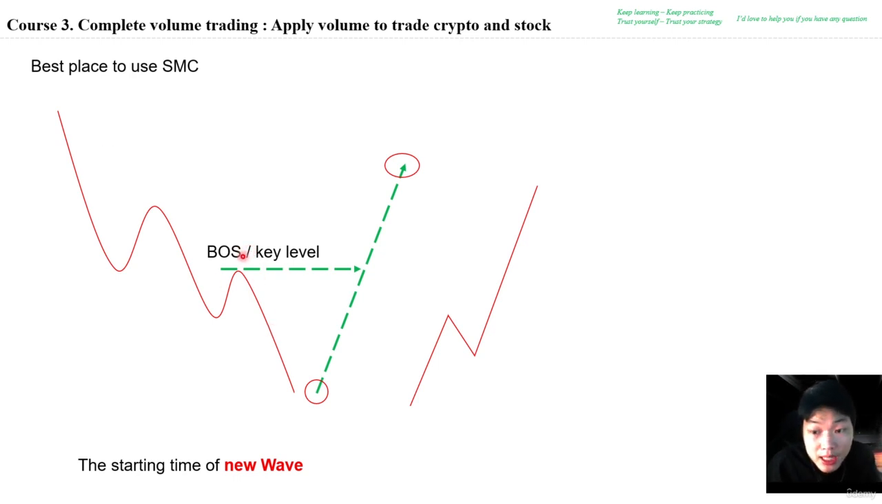In the smart money concept, we call this a BOS, break of structure. If price can break out of this zone, it means the down movement has already changed to an up movement. Therefore, at this time, here is the best place we can enter. When price breaks out of this zone, it means the starting time of the new wave.